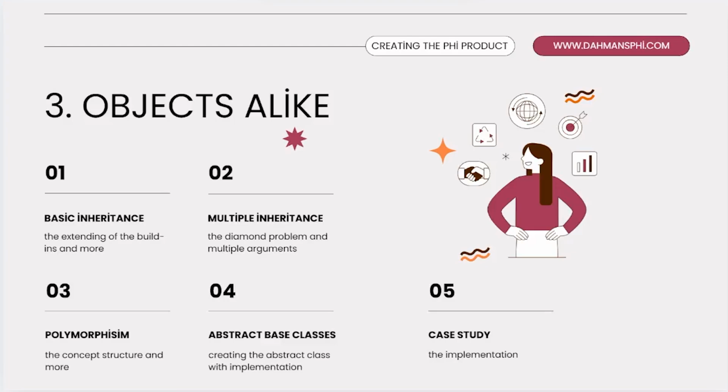Then we will be talking about multiple inheritance. Following that, we'll be talking about one of the features associated with inheritance, that is polymorphism. And then I'm going to be talking about the abstract base classes, how to actually create and implement them. And of course, finally, we're going to be looking at a case study to recap everything. So let's go ahead and start with the first outline, and that is to discuss basic inheritance.